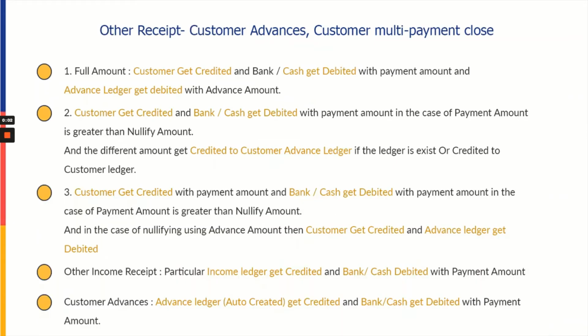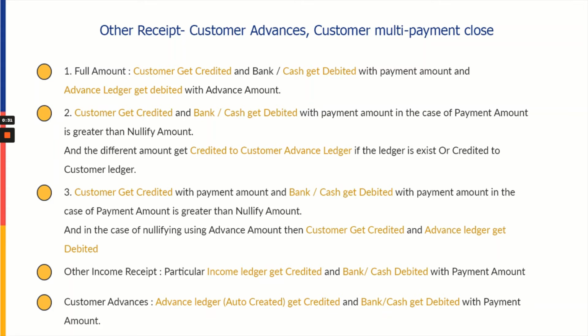Other receipts. Customer advances, customer multi-payment clause. Number 1. Full amount. Here, the customer gets credited and bank cash gets debited with the payment amount, and the advance ledger gets debited with the advance amount.